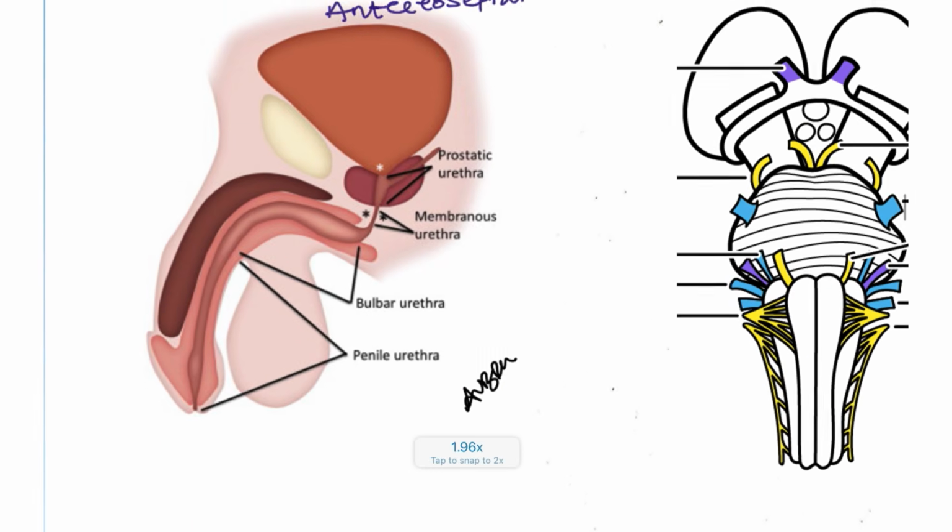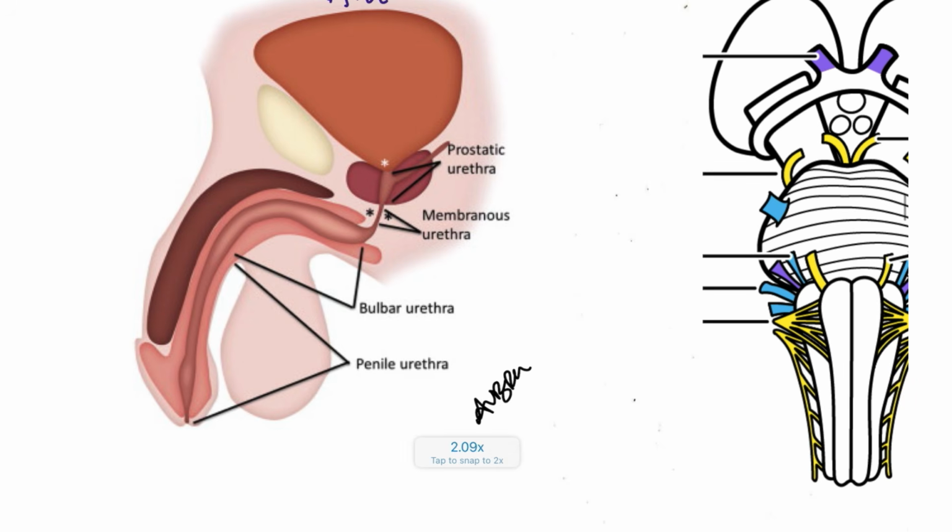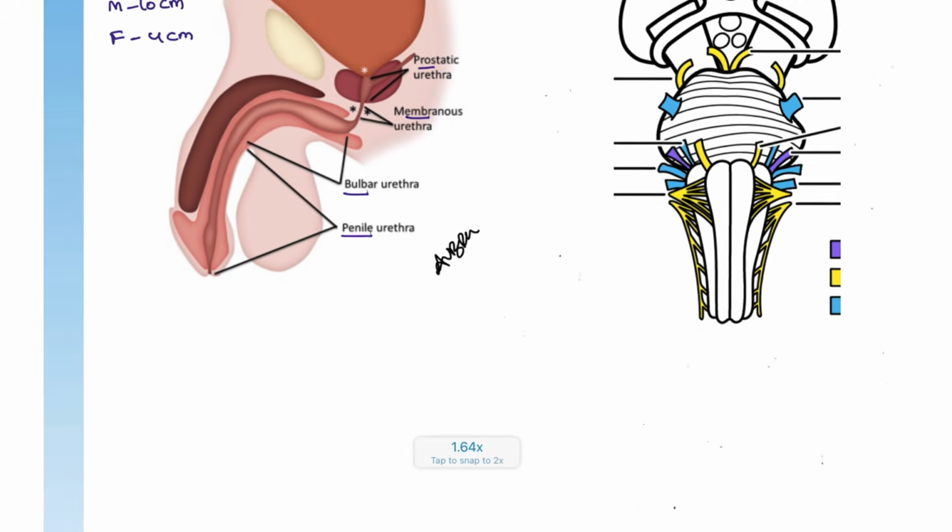Next, coming here, this is the urethra. The urethra is subdivided into the penile urethra, bulbar urethra, membranous urethra, and the prostatic urethra. In males this is going to be 10 centimeters, and in females it is going to be 4 centimeters. So basically in males, this is most commonly associated with urethral trauma.